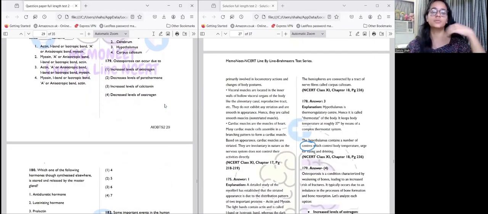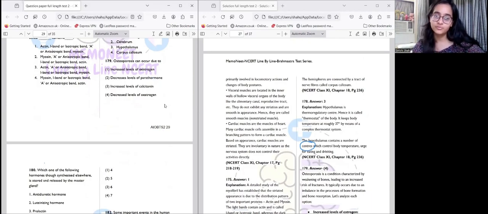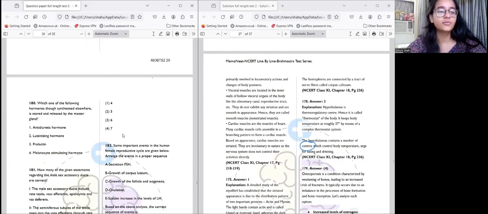Next, for 179, osteoporosis can occur due to, okay. So we know that old women face difficulty to walk or they have backache continuously. And this is mostly in postmenopausal women, right? Who have more degenerative changes after the age of 50. So what happens? Postmenopausally, the estrogen in our body decreases. Since the estrogen in the body is decreasing, bones start to become weaker over time. So osteoporosis can occur due to decreased level of estrogen. That is 179.4.